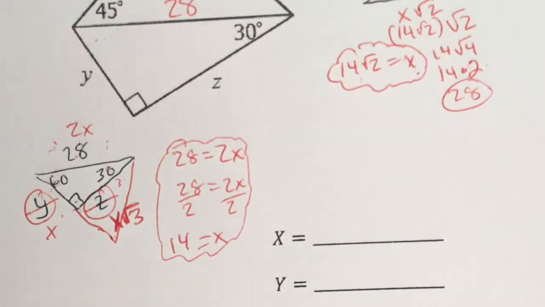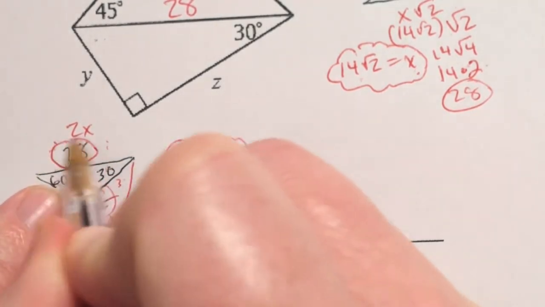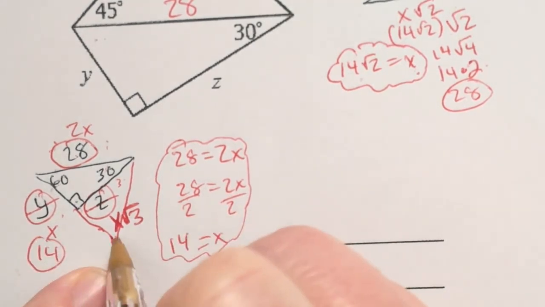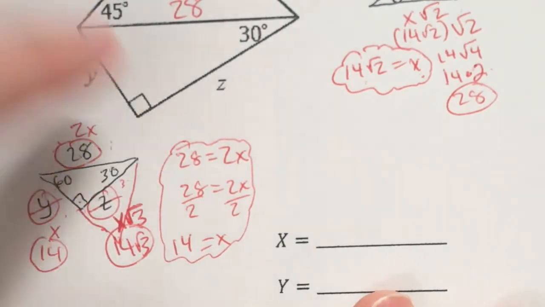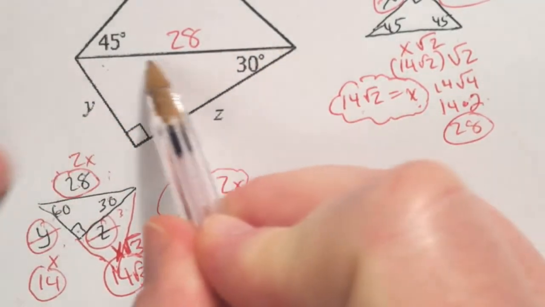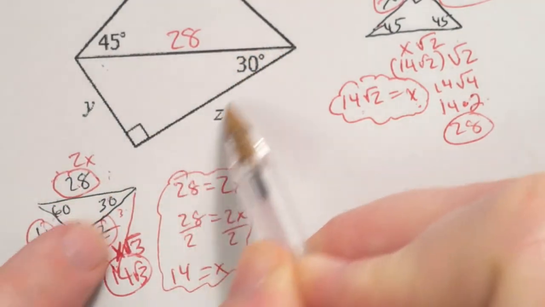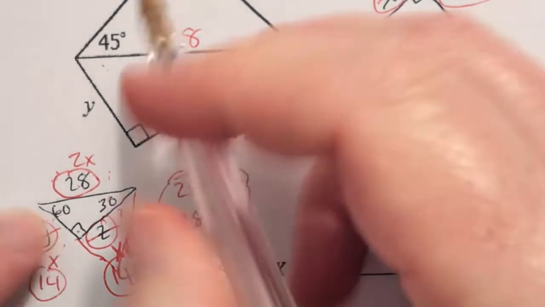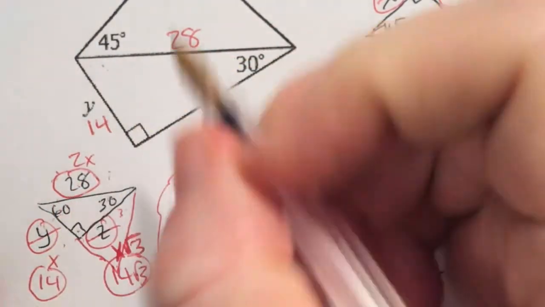So step number 4, plug in x. Every time we saw a red x, we're plugging in the number 14. So if we plug 14 here, it goes right back into 28. This would turn into 14 here, and this would be 14 radical 3. Now take all that messy work and put it back into the picture. So this side right here would still be 28. This side right here, the z, would be 14 radical 3. And the y, that side right here, was 14.